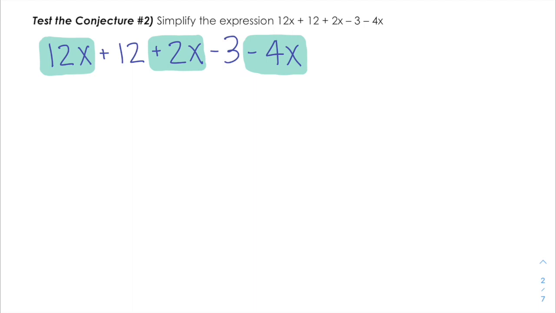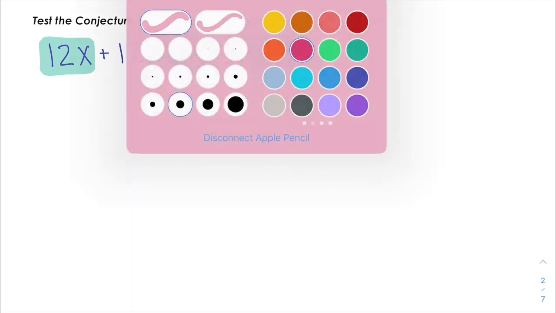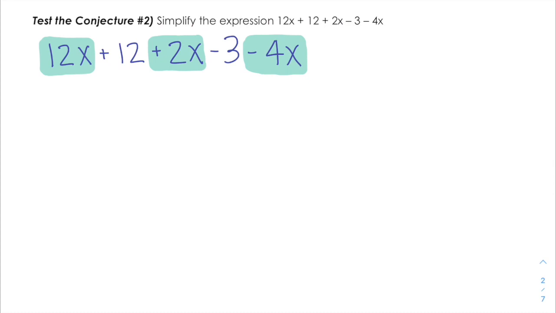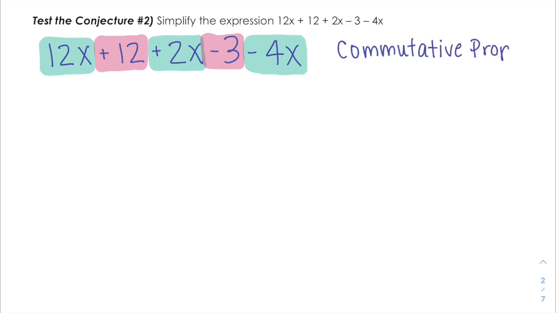We also have a second set of like terms. We have these constants. Constants are like terms. They're just numbers and numbers can be added together. But again, we have to make sure we keep our operation symbol with it. So this is a positive 12 and this is a negative 3. Now to make our lives easier, I'm going to use the commutative property to move these terms around.